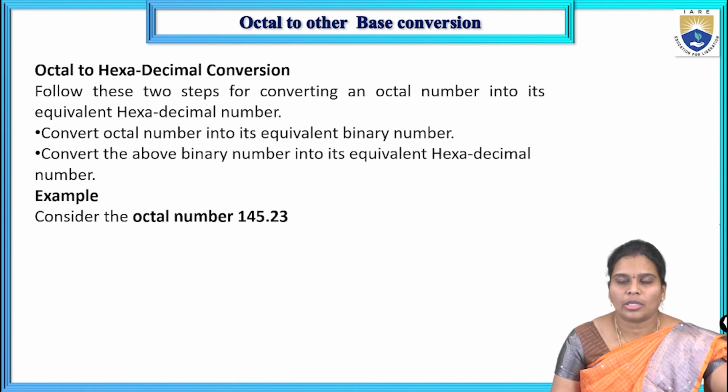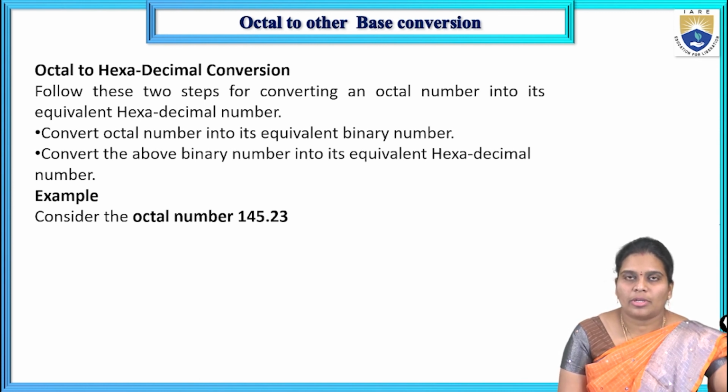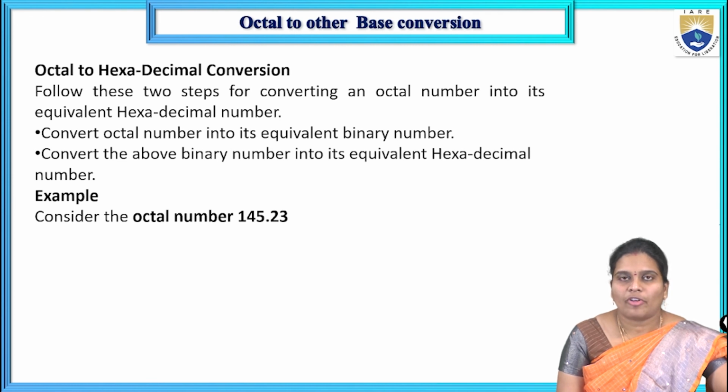Next one is the octal to hexadecimal conversion. Now I want to convert the octal to the hexadecimal number system. Follow 2 steps. First, write the octal number system as the binary number system. Next step, we convert that binary to the hexadecimal number system. First, write the octal to binary.